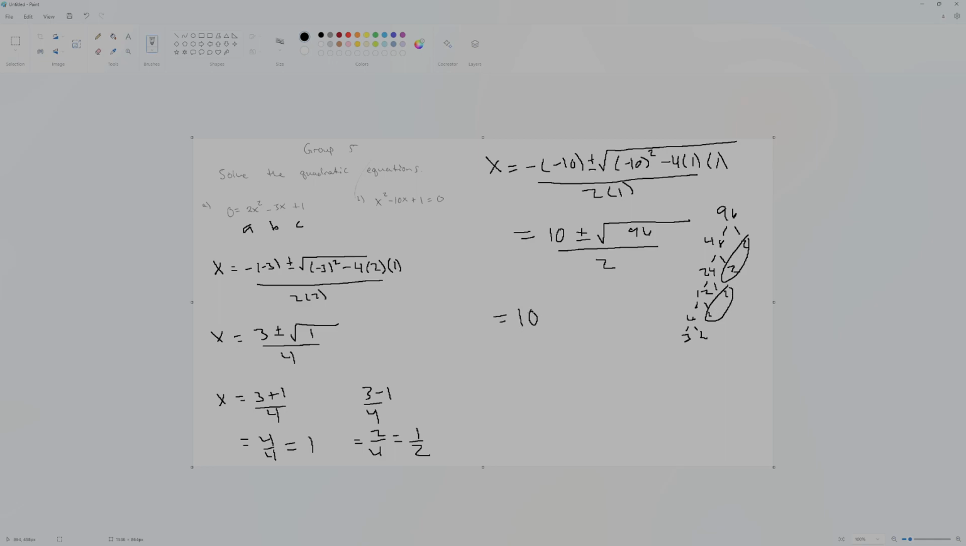Okay, so it's 10 plus or minus. There's 2 pairs of 2's, so 2 times 2 would give us 4. And the singles go back underneath the root, so 3 times 2 is 6 all over 2. So the answer to part B would be 10 divided by 2, which is 5, plus or minus 4 divided by 2 is 2, square root of 6. Final answer.